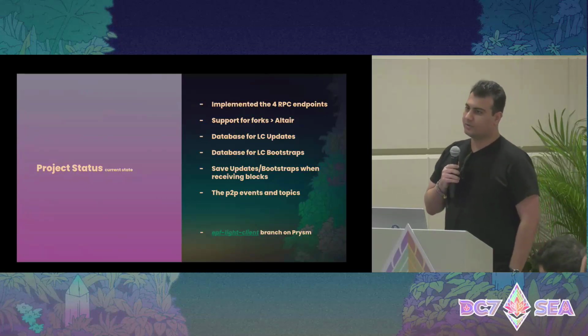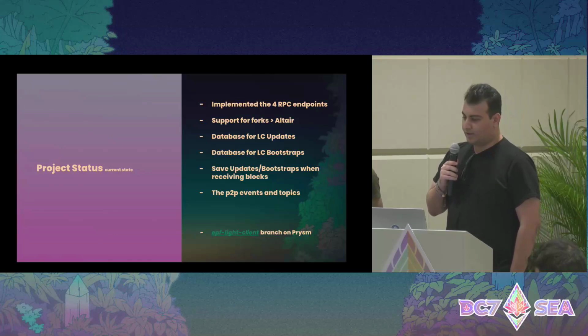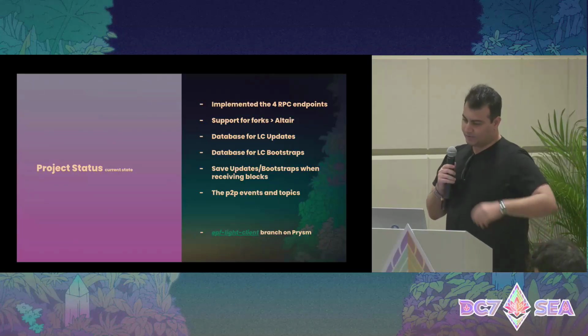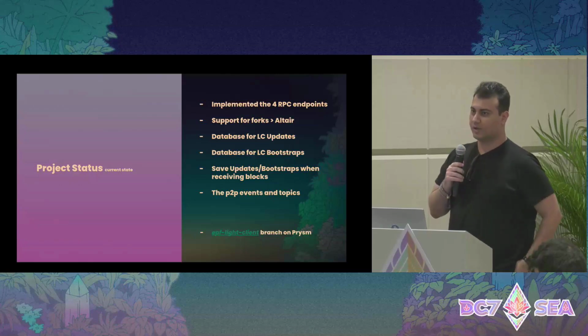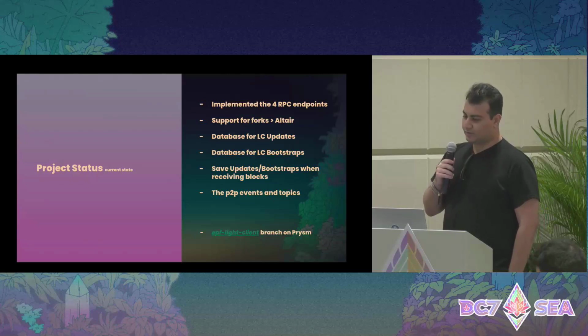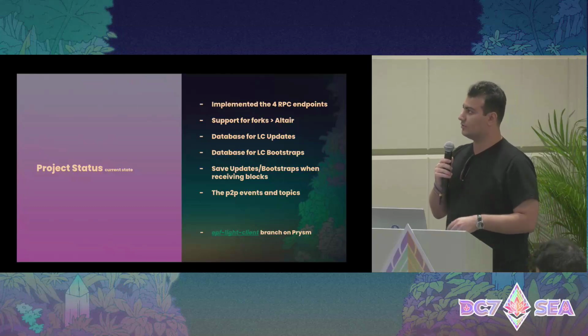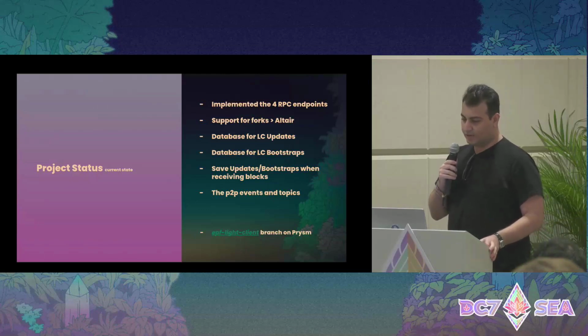We implemented two databases, one for light client updates and one for light client bootstraps, to store them and not have to compute them manually each time. We also implemented saving updates and bootstraps when receiving new blocks. Unfortunately, we still haven't implemented saving them while syncing. The P2P events and topics were also implemented, so these functions are exposed not only through the Beacon RPC but through the P2P network as well. These are all visible on the EPF light client branch on Prysm.